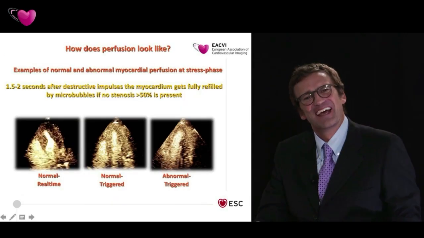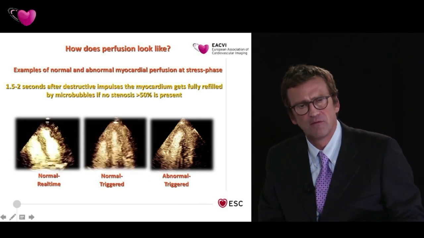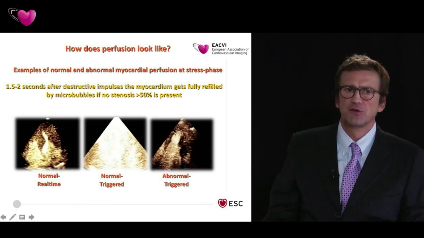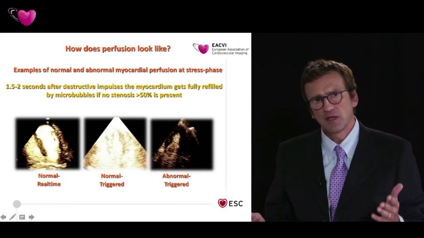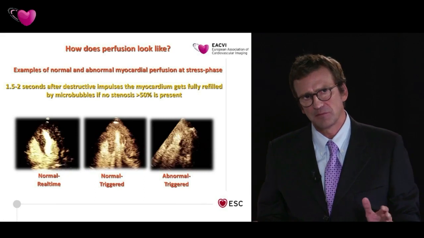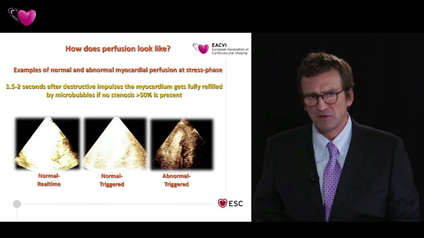So this is a normal real-time image using very low MI on the left. Then you can see in the middle a normal triggered image. We sometimes use triggered images because you can better see the thickness of the myocardium in end systole, and you can sometimes stabilize the image. You can see it better if you're a novice in particular.